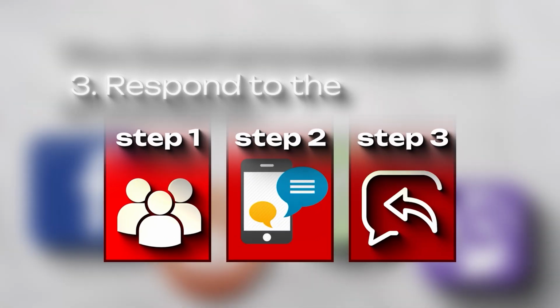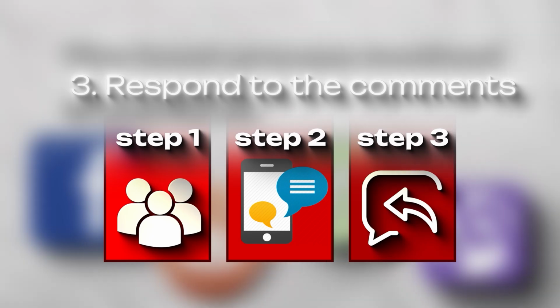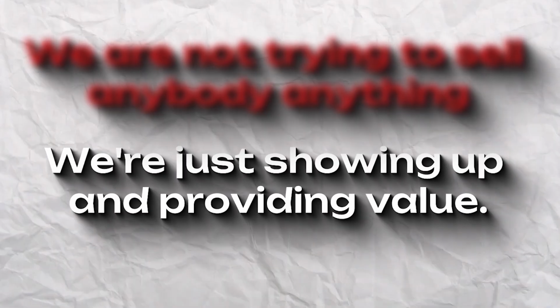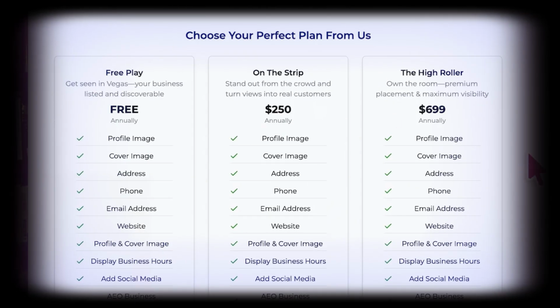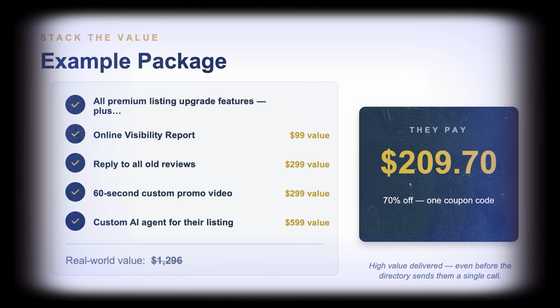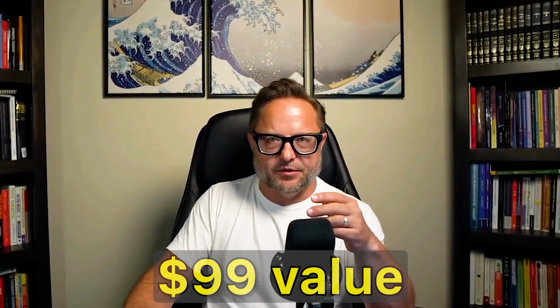Step 3, we respond to the comments. And here's the key to this whole thing. We are not trying to sell anybody anything. We're just showing up and providing value. When someone responds, we create their free listing. Then we make them a special offer to upgrade that listing. That offer includes an online visibility marketing report, a $99 value.